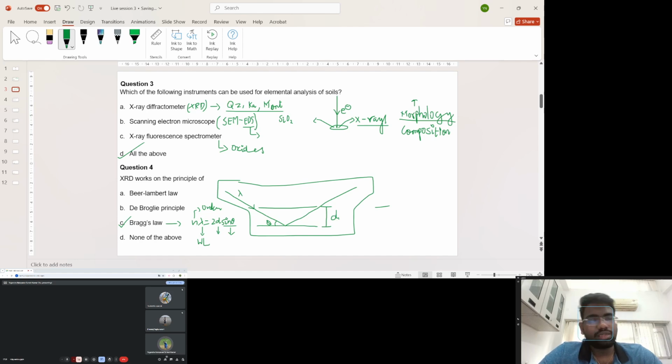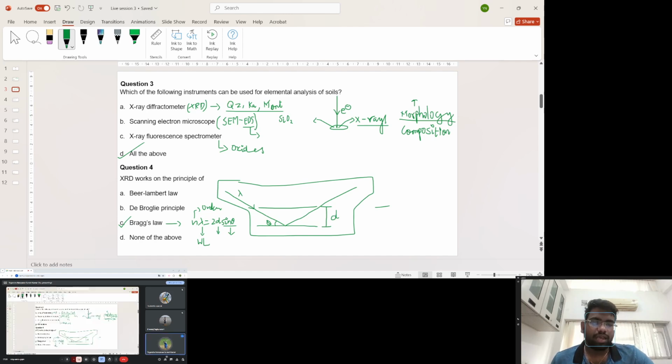Based on the interplanar distance, you have a database, and there is a software known as X'Pert HighScore. It contains the databases of several minerals and corresponding interplanar distances. So based on your results, you match it with the database and you get the amount of minerals that are present. For each wavelength, you will get certain peaks in the graph. But the basic working principle is Bragg's law.